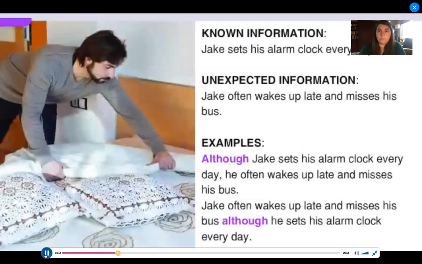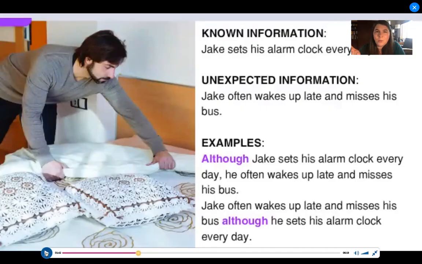Known information. Jake sets his alarm clock every day. Unexpected information. Jake often wakes up late and misses his bus. Examples. Although Jake sets his alarm clock every day, he often wakes up late and misses his bus. Jake often wakes up late and misses his bus, although he sets his alarm clock every day.